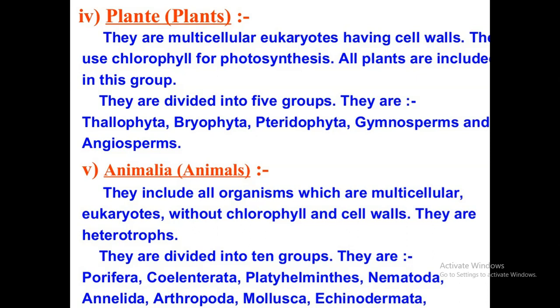Animalia is divided into 10 groups. Basically it is divided into Porifera, which is the simplest, then Coelenterates, a little complex, then Platyhelminthes, which are more complex, Nematodes, Annelida, Arthropoda, Mollusca, Echinoderms, and then Chordates as well as vertebrates. Then vertebrates again divide into different classes like reptilia, aves, as well as mammalia and amphibia. So these are all the different systems of classification.